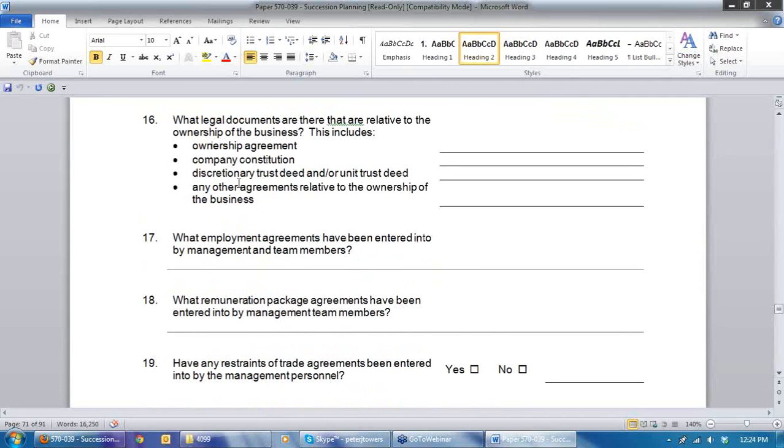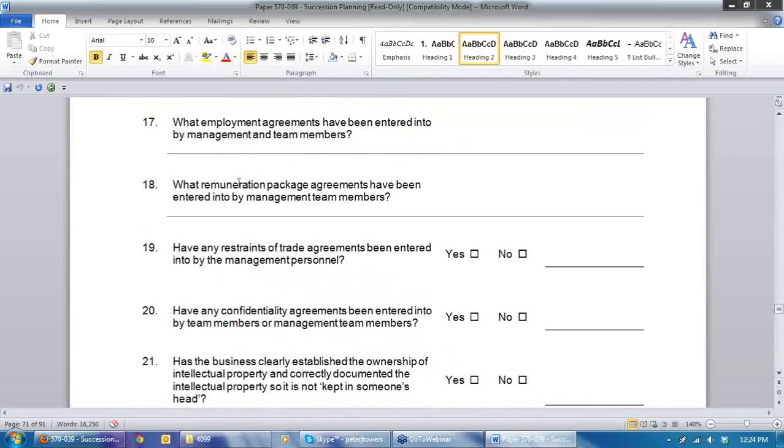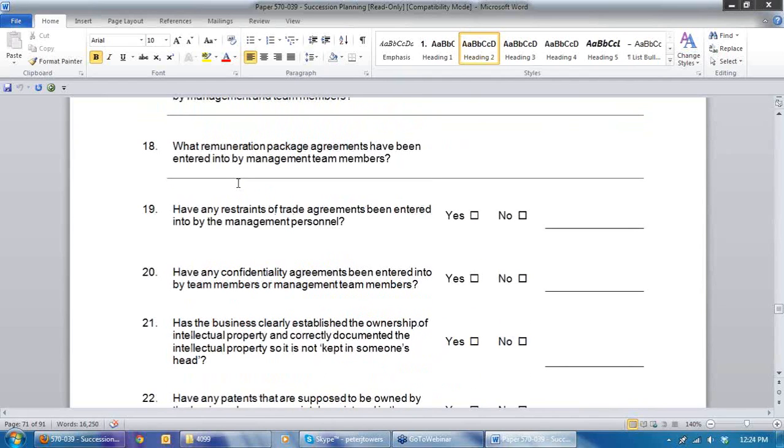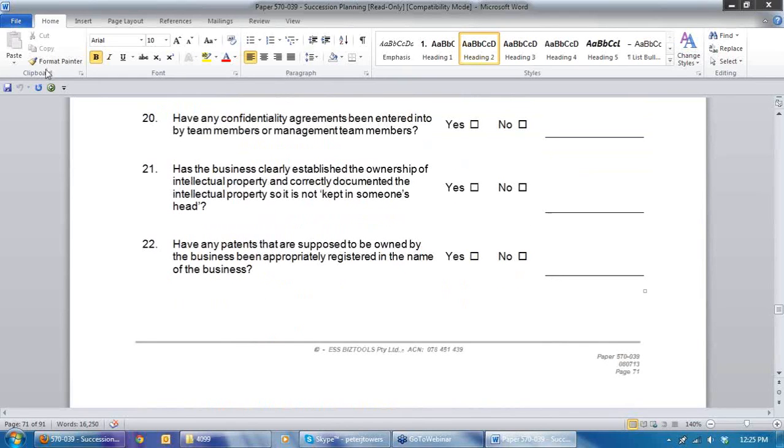What sort of restraints of trade have been entered into? Confidentiality agreements? Is there any dispute as to who owns intellectual property? Is it owned by the person that's planning to do the succession? Or are there other people within the organisation that they didn't quite bed down some of these items with? Well, it'd be nice to have them sorted out before they leave the business. And it's very important they're bedded down if the business is being sold. Patents might be treated the same way.